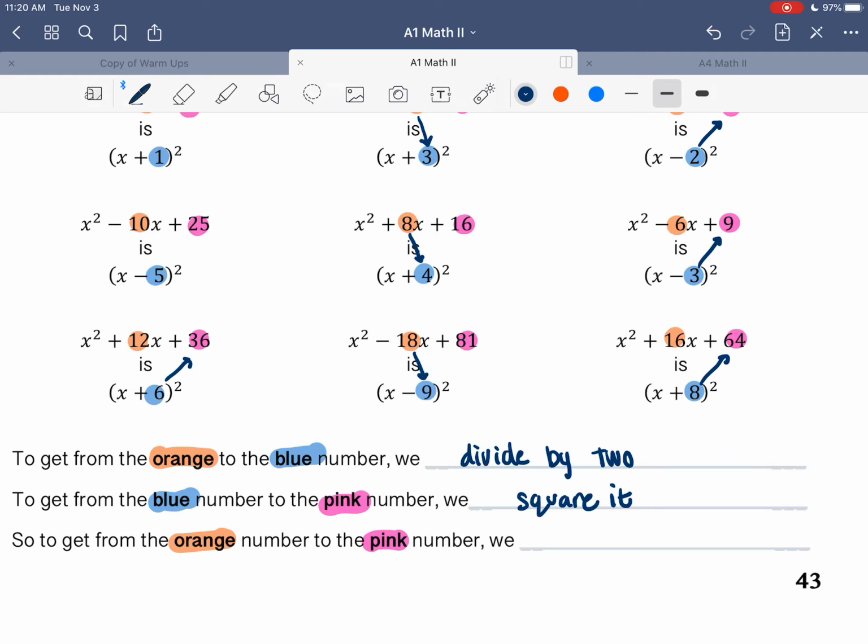So to get from the orange to the pink number, we have to divide it by 2 and then square it. So if we write that in a mathematical equation form, we can divide by 2 like that and square it. And I'm just going to leave this as an orange dot to remind you that that is the number we're plugging in, the orange number. We divide it by 2 and then we square whatever we get.